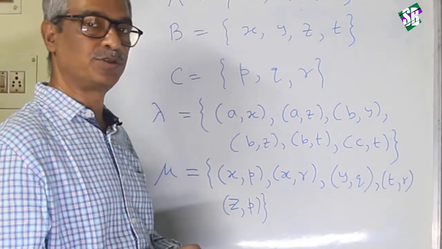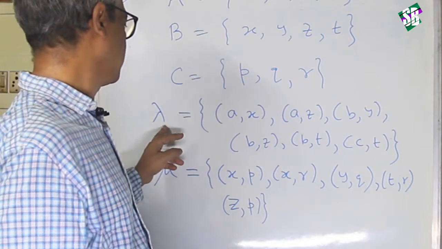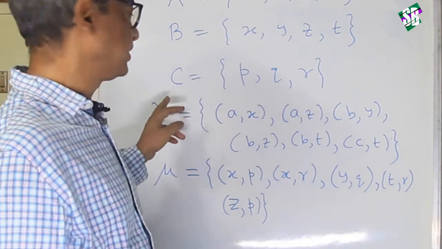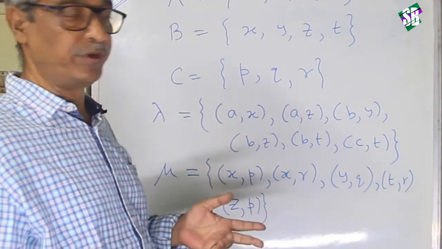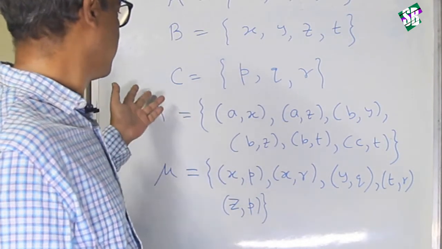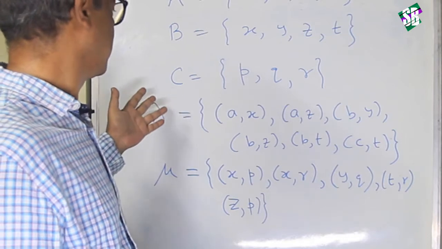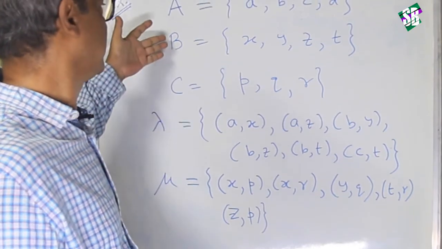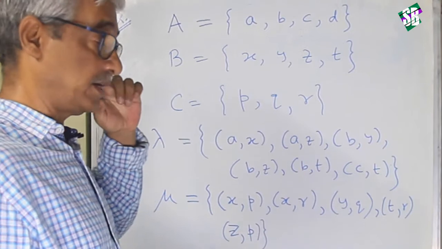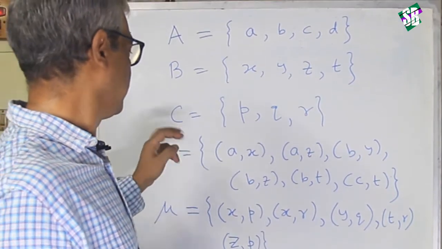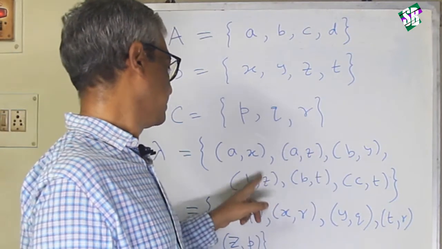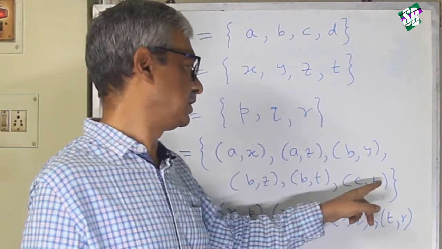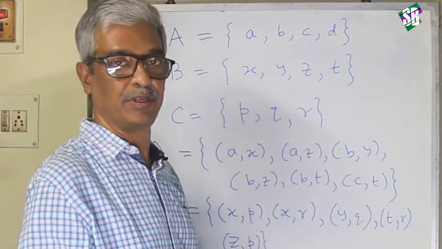Now the first question is, what is lambda inverse? That is lambda to the power minus 1. As I have told you in the definition, it is very easy. Lambda to the power minus 1 is a binary relation from the set B to A, and the elements of lambda inverse are (x,a), (z,a), (y,b), (z,b), (t,b), (t,c). Okay.